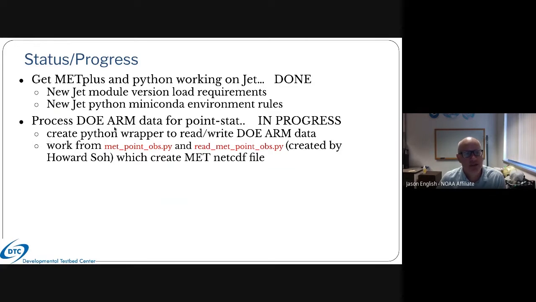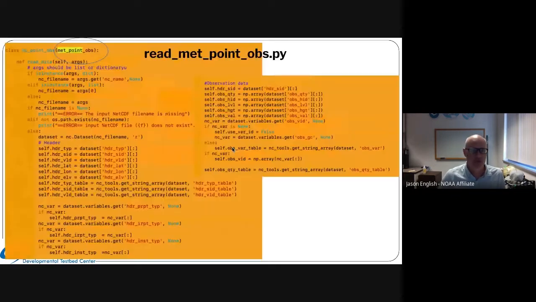And so now it's to process DOE ARM data for point stat. This is in progress, and this is where I'd like some feedback from people. The idea is to create a Python wrapper to read and write the DOE ARM data. John Galway had helped me a bit looking into this, but in the community, Howard So had created a couple files, metpointobs and readmetpointobs, which create from point observations of NetCDF file. And what I want to do is modify these files for the DOE ARM site.